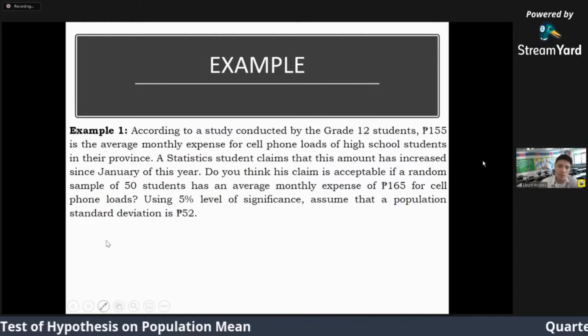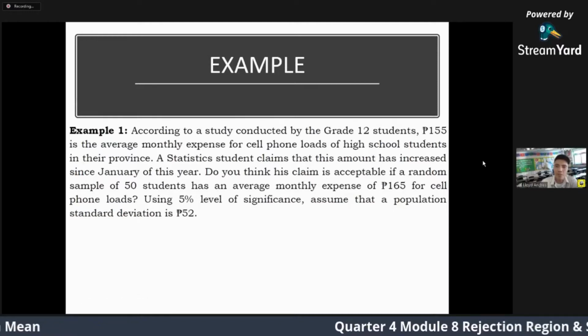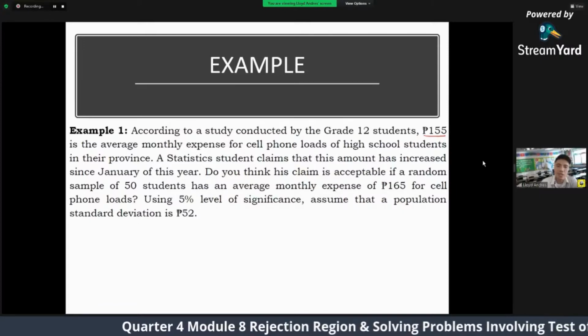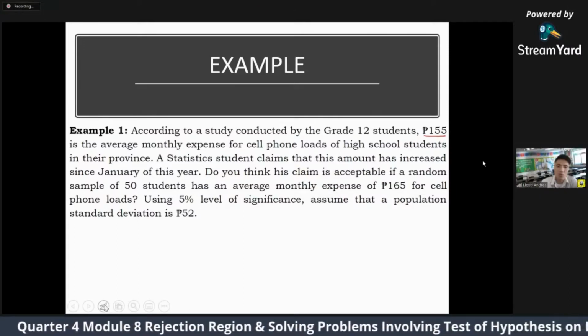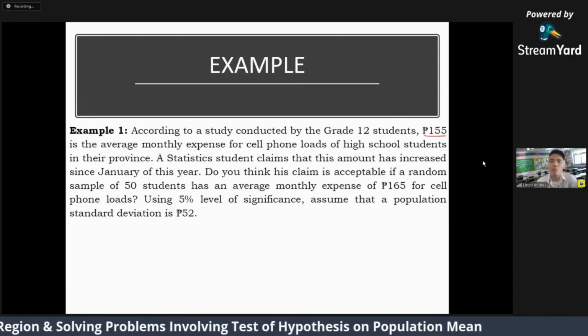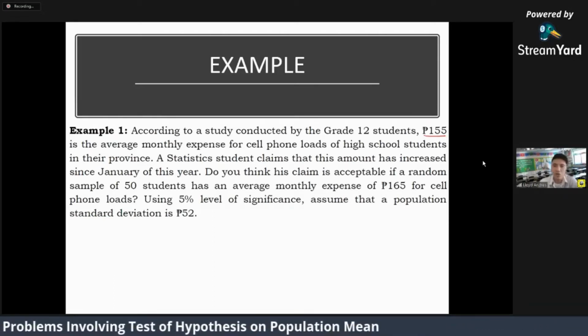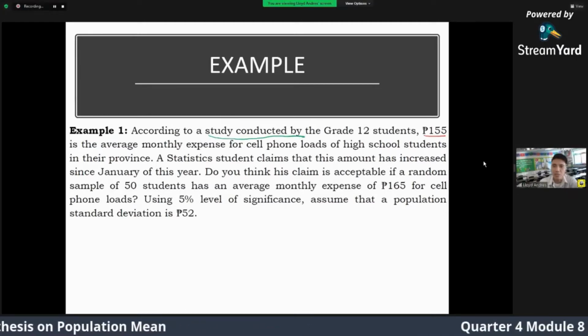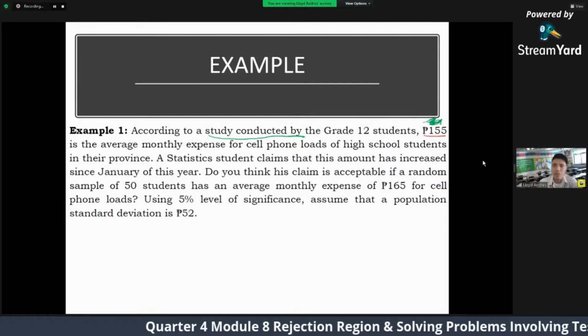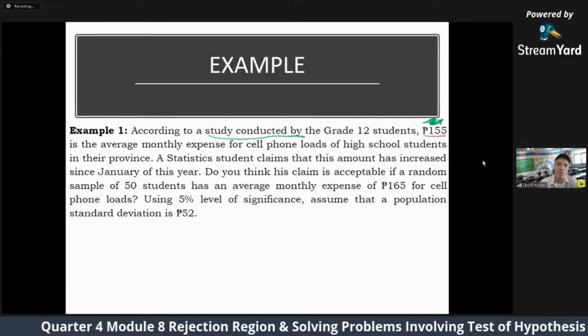So first, we determine mga given. 155 pesos is the average daw. So that is mean. Ang pangutana, unsa nga mean, sample ba or population? Since it is according to the previous study conducted, this is mu or the population mean. Based man sa previous conducted study.